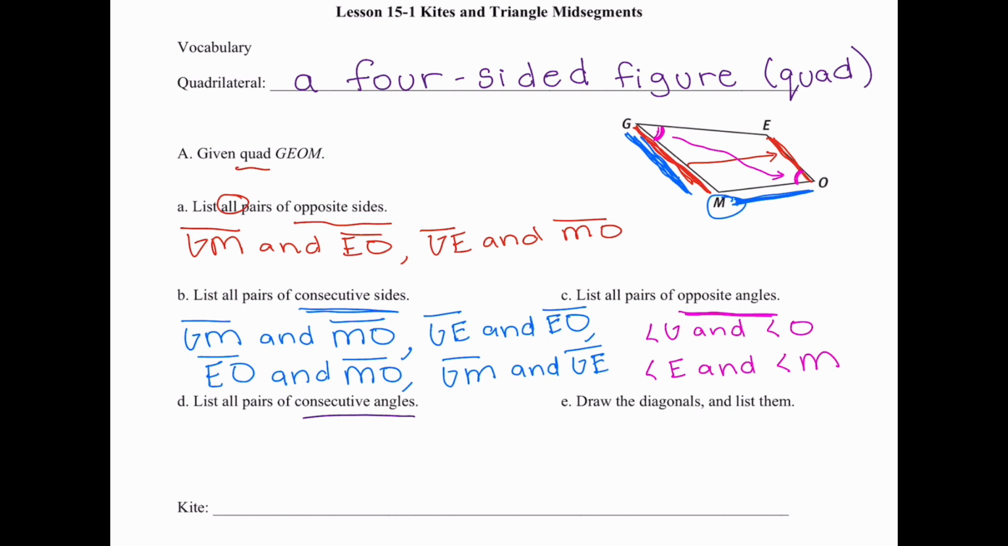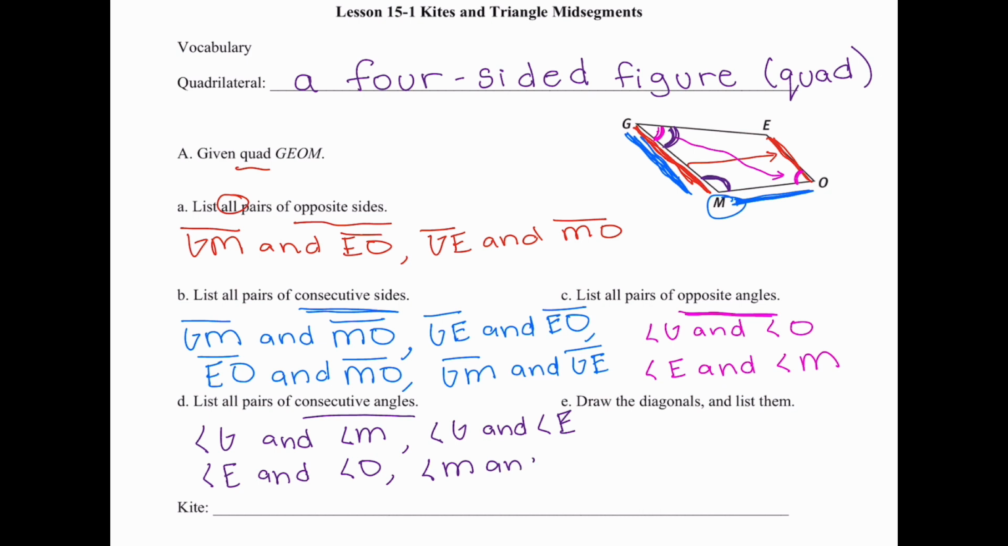For consecutive angles, those are the angles that are directly next to each other. So for instance, G and M are right next to each other. Those are consecutive angles. We also have angle G and angle E. We also have angle E and angle O. And lastly, angle M and angle O.